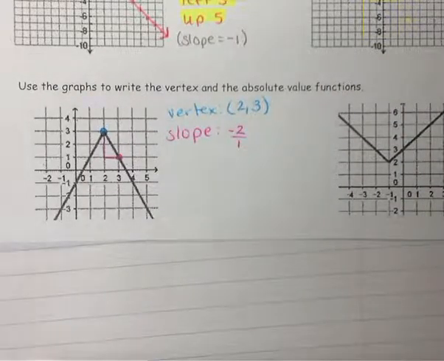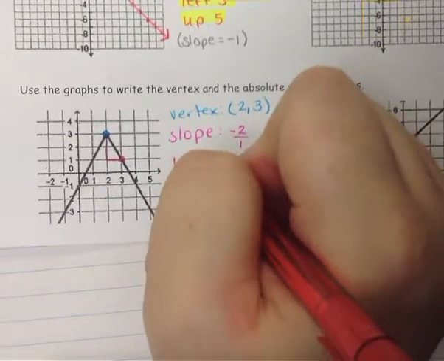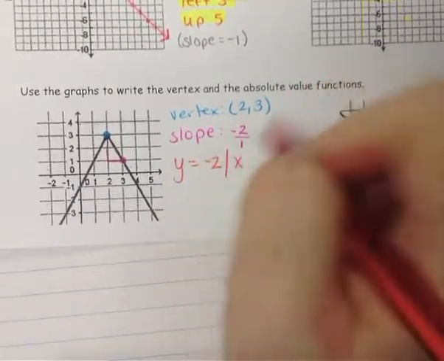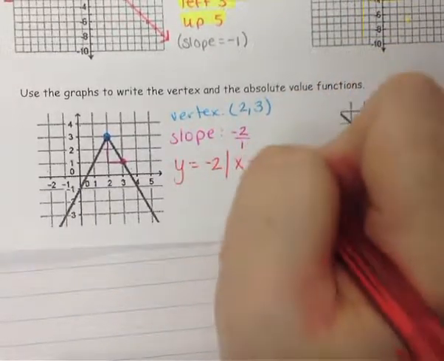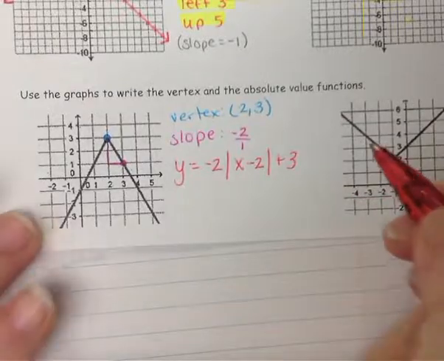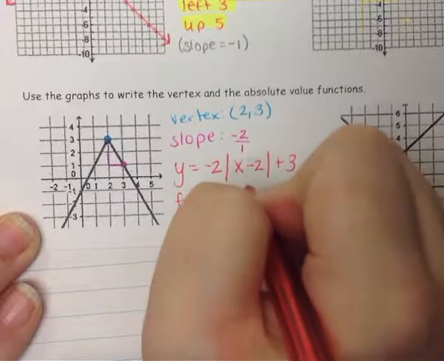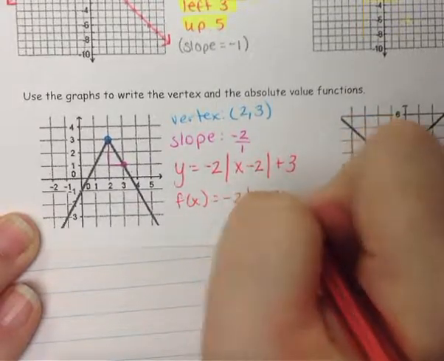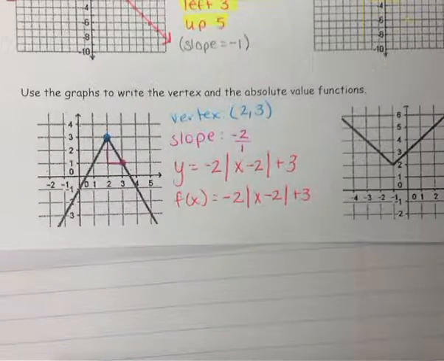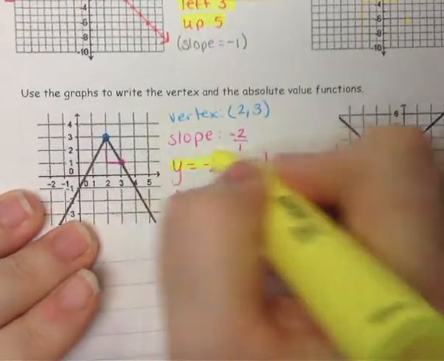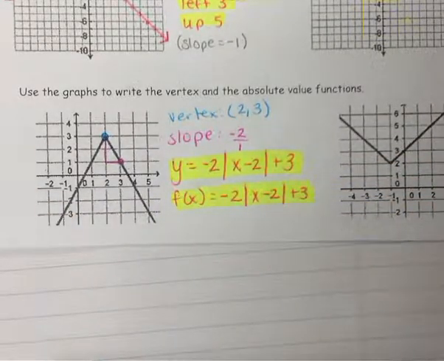That means our equation will be written as y equals, our a value is negative 2, times the absolute value of x minus the h value, so minus 2, absolute value, plus the k, so plus 3. You might also see it as f of x is equal to negative 2 times the absolute value of x minus 2, plus 3. So either one of those mean the same thing. f of x and y, they mean the same thing. So that's our equation. And then you can graph it to see if those coordinates match.